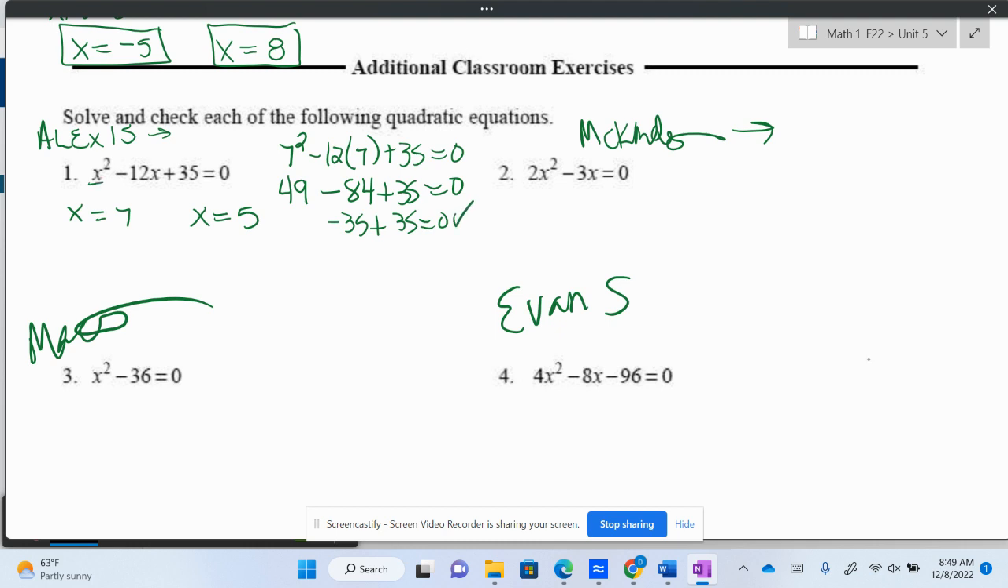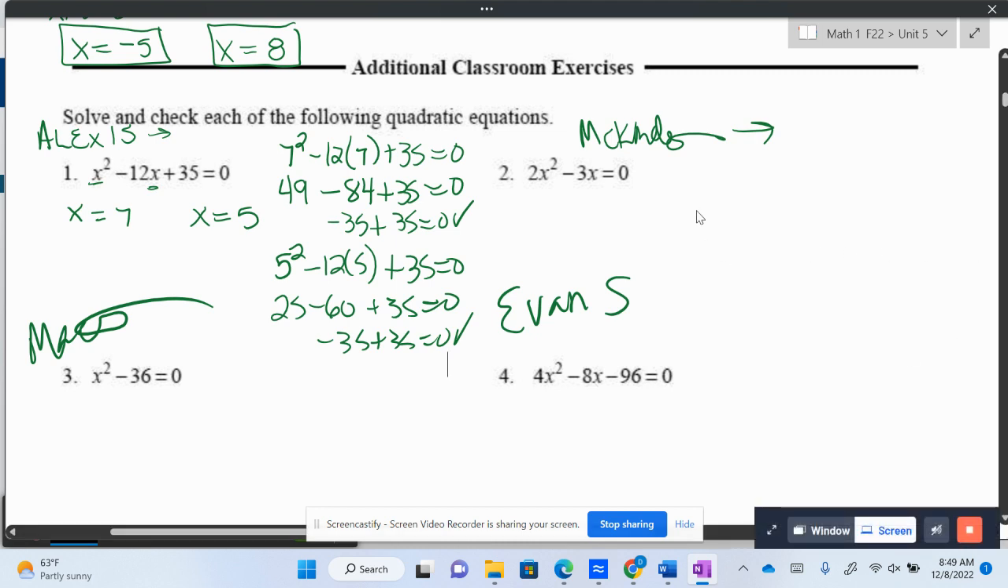I'm just taking this, replacing the x's. I'm plugging it back in. So 5 squared minus 12 times 5 plus 35 equals 0. 25 minus 60 plus 35 equals 0. Negative 35 plus 35 equals 0. So it works. Check one of them.